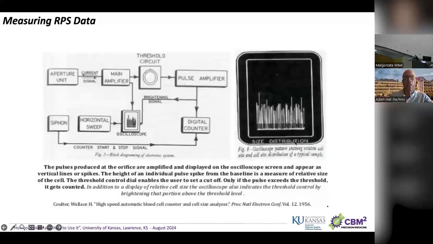And what he talks about is the threshold control dial enables the user to set a cutoff. Only if the pulse exceeds this threshold does it get counted, right? And so what you can see here is that there's a shaded region down here at the bottom, and that line that goes across here represents the threshold. So only when a spike or an event surpasses that threshold do we actually consider it to be an event at all.